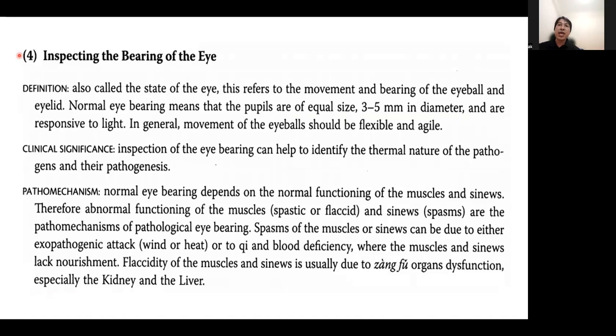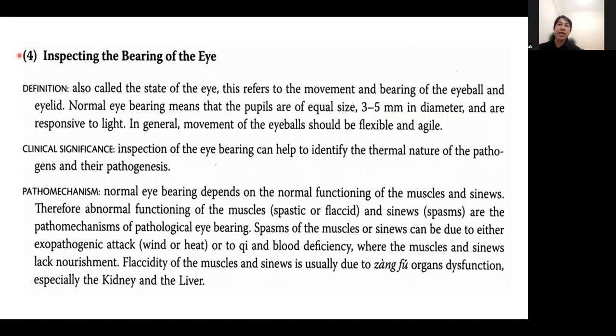Also called the state of the eye. This refers to the movement and bearing of the eyeball and eyelid. Normal eye bearing means that the pupils are of equal size, 3 to 5 millimeters in diameter, and are responsive to light. In general, movement of the eyeball should be flexible and agile. In clinical significance, inspection of the eye bearing can help to identify the thermal nature of pathogens and their pathogens.